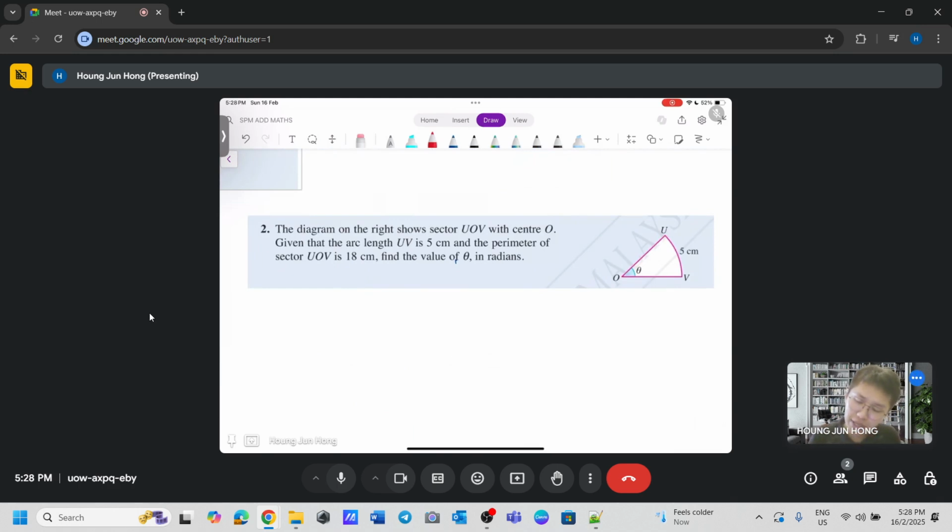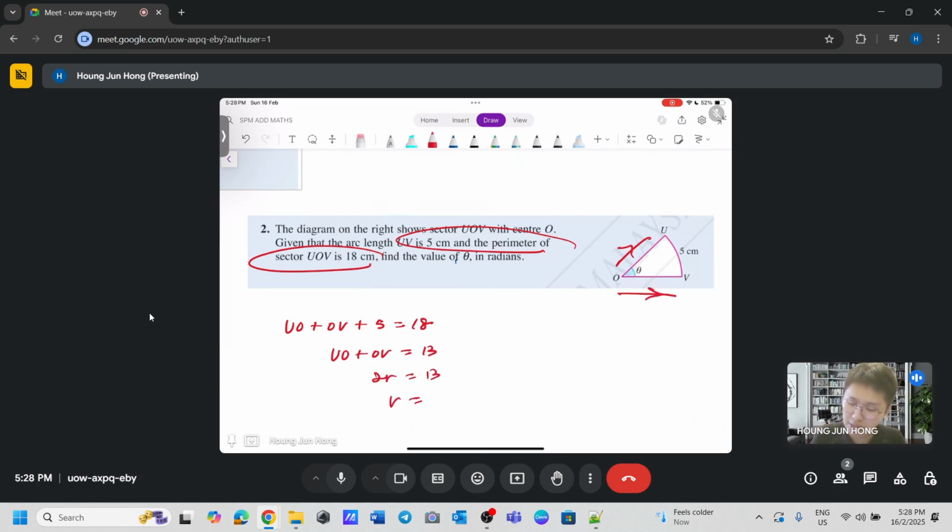Next one. Okay, arc length UV is 5 cm and perimeter, oh, this is important. Perimeter is 18. So that means UO plus OV plus 5 equal to 18. That means UO plus OV is 13. And I think you can see over here, this is essentially the radius. This is just the radius. So 2 radius equal to 13. 1 radius is 6.5 cm.